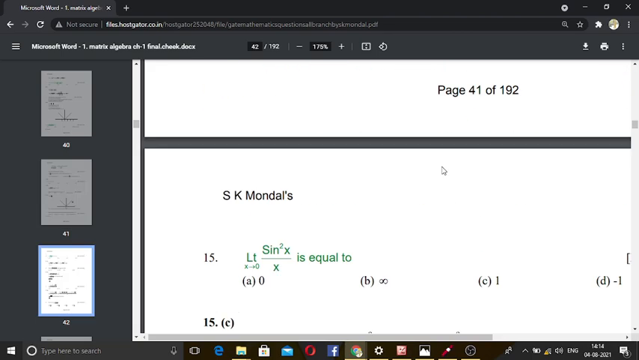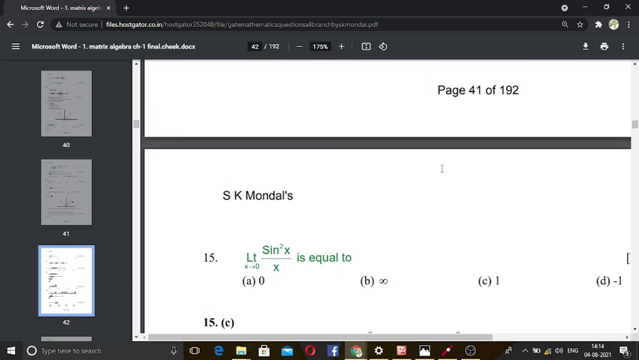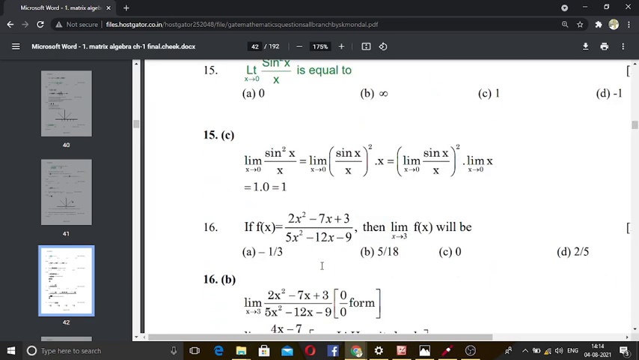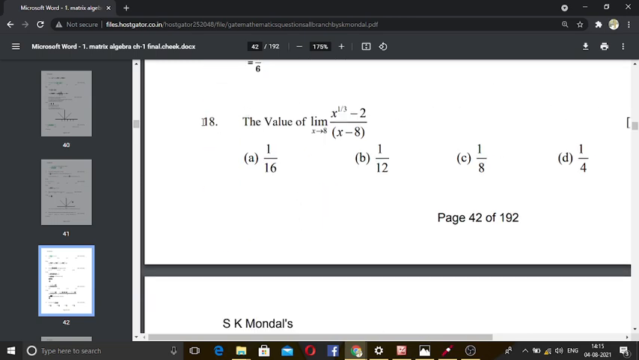Next question, I am going to also take this question, I think. No, this question not. Again a basic question. I will first cover some basic questions, then after I will go to the moderate level question, or you can say good level question.